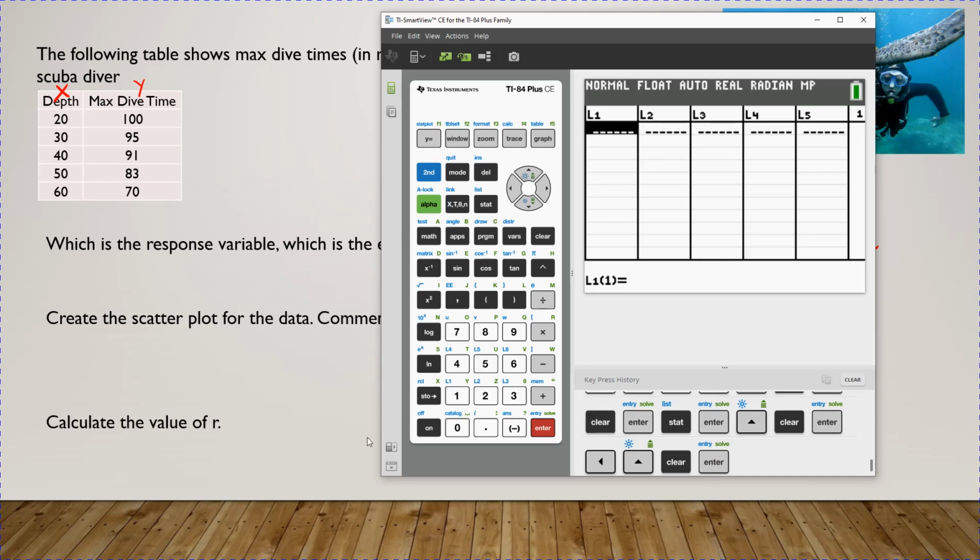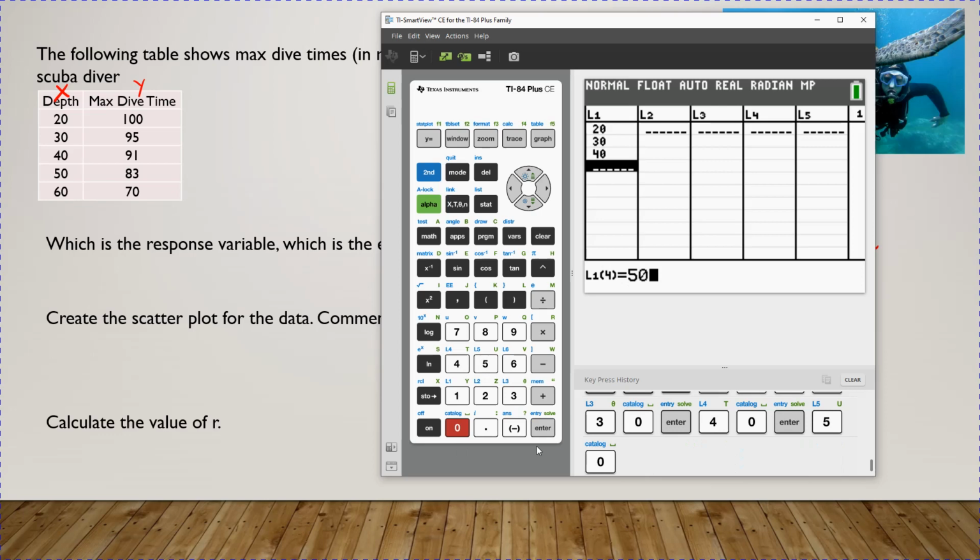So then x goes under L1. So that's 20, 30, 40, 50, and 60. And then in L2, you get these max dive times: 100, 95, 91, 83, and 70.